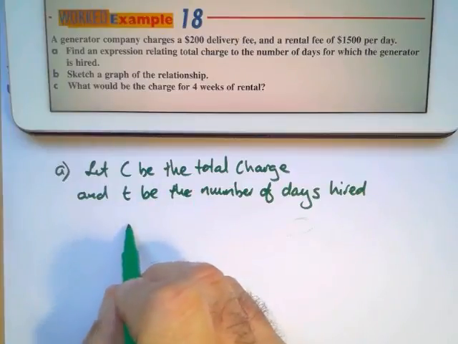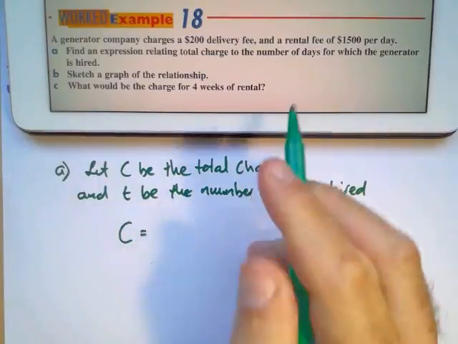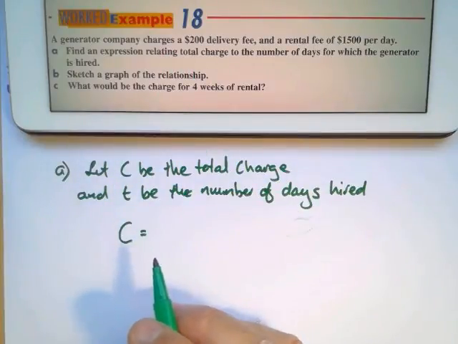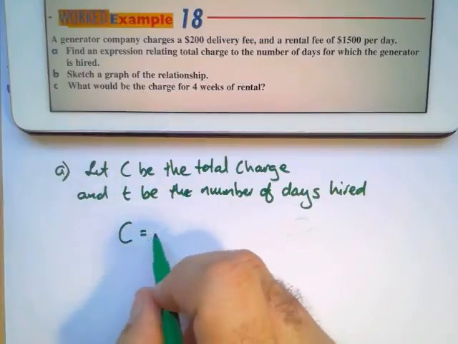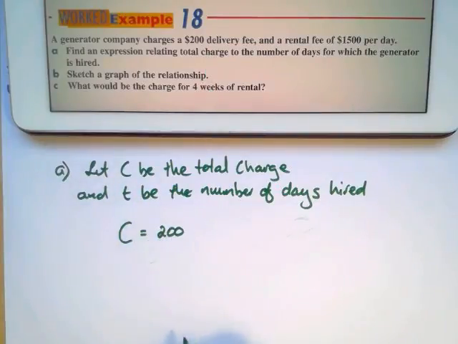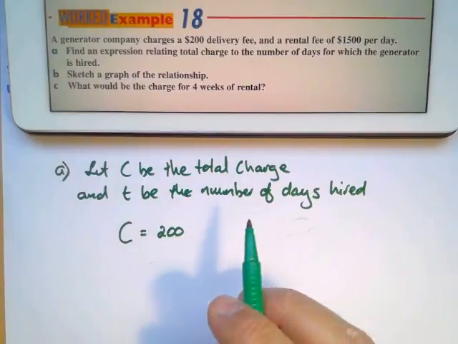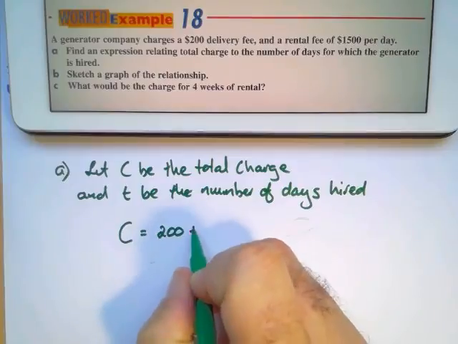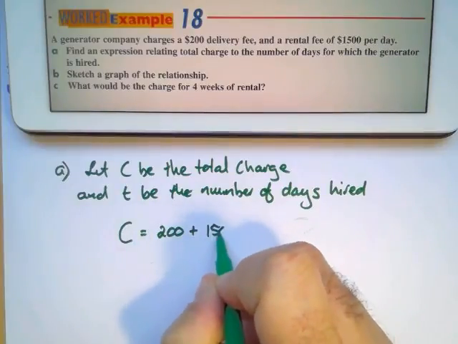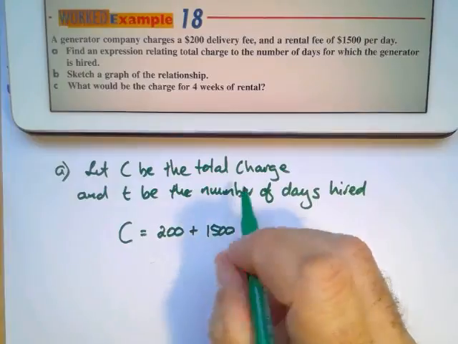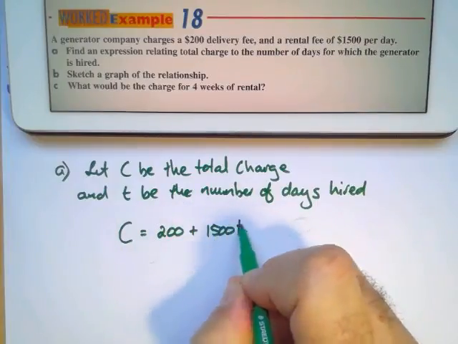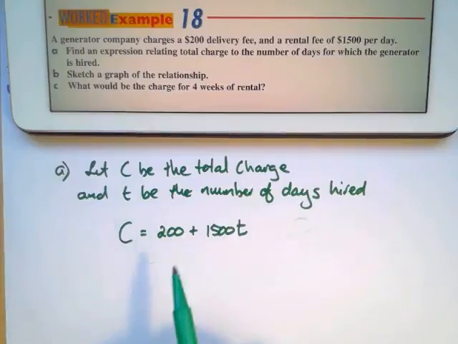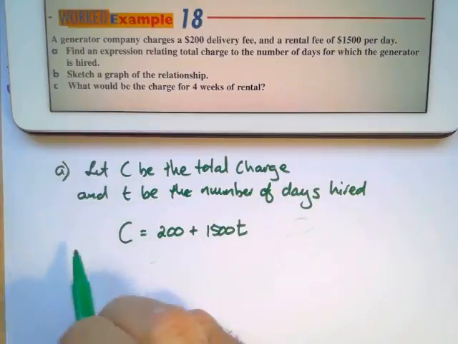So my total charge depends on what? First of all, there's going to be a delivery fee. Doesn't matter what, if I have it for 1 hour, I still have to pay the $200. So the $200 is going to be fixed. And the rental fee will be $1,500 per day. So it will be plus the rate of $1,500 per day times the number of days, and we said the number of days is T. Now you could have made this anything you want to, as long as you write down what it is. So that is A done.